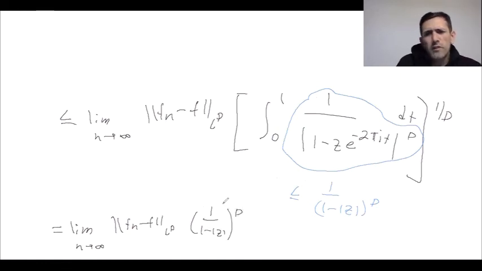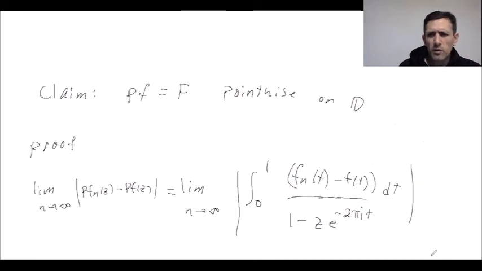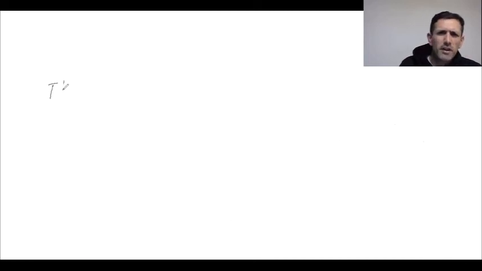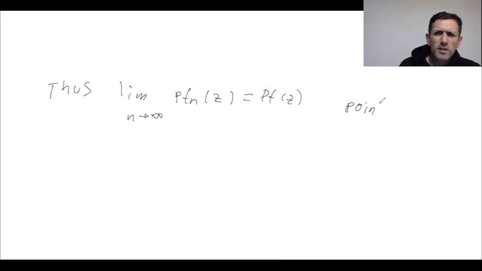So yeah, we're definitely in trouble if we do anything where z goes to the boundary. We're not. We're just saying for fixed z, we have Pf_n converges to Pf pointwise on the unit disk.